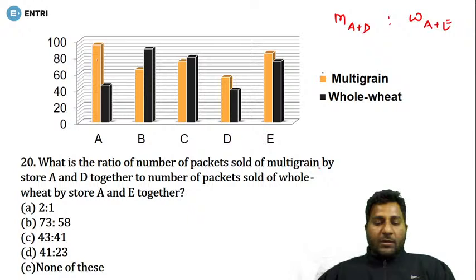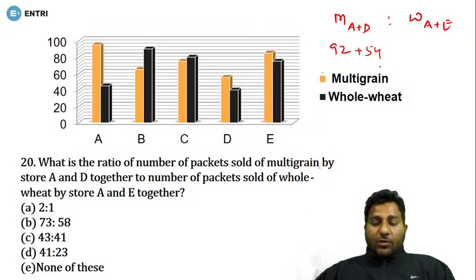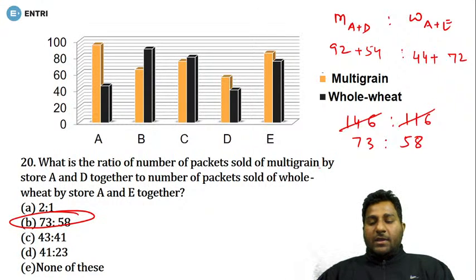A had 92 and D must have 54. You know that because it will become 52 plus 2, 54, and the ratio will be A and E of whole wheat, and it will be 44 plus, let me have a look at this, E will have 72. So it can be solved, 73 to 58. Your option B will be the correct one.